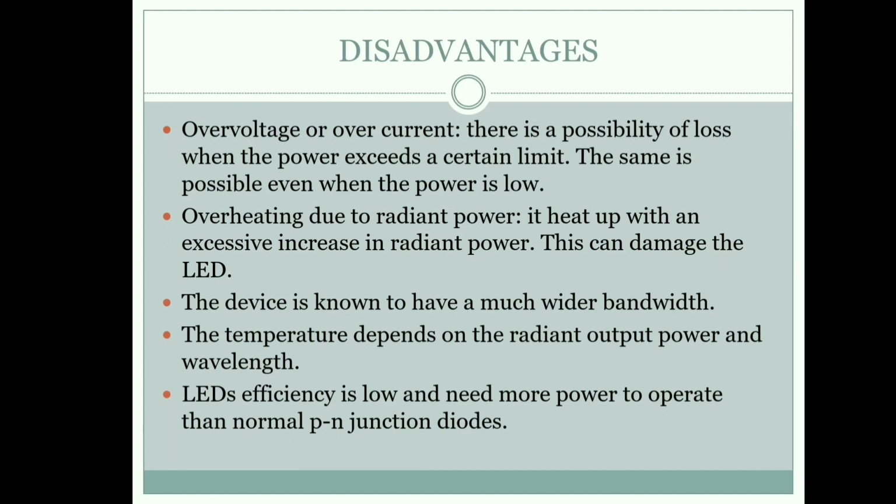The second disadvantage is overheating due to the radiant power. It heats up with an excess increase in radiant power. This can damage the LED. Obviously, overheating may destroy any device. The device is known to have a much wider bandwidth. As you can see, the band gap between the conduction band and the valence band is wide. And the temperature depends on the radiant output power and wavelength. One more disadvantage is that we need more power to operate LEDs than a normal PN junction diode needs.